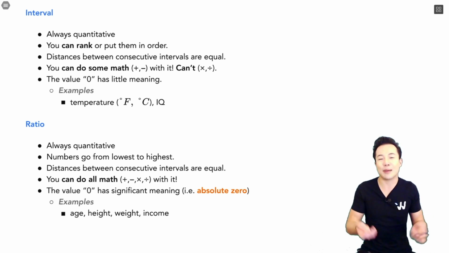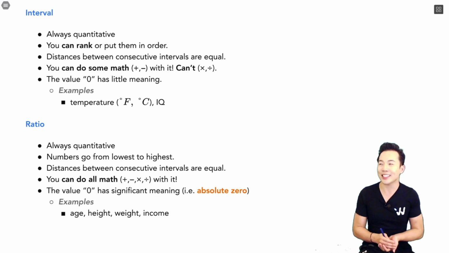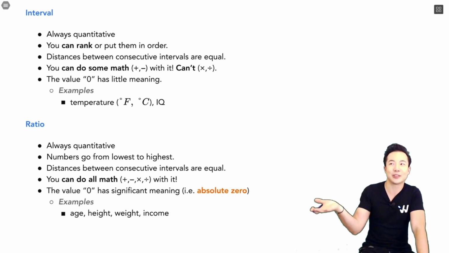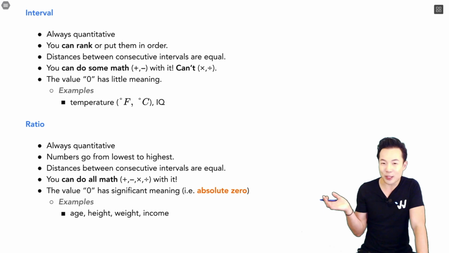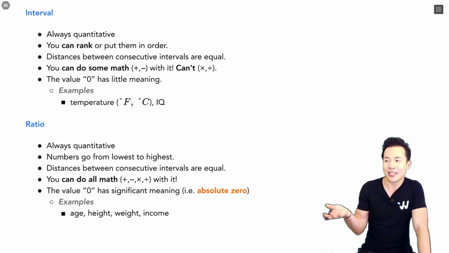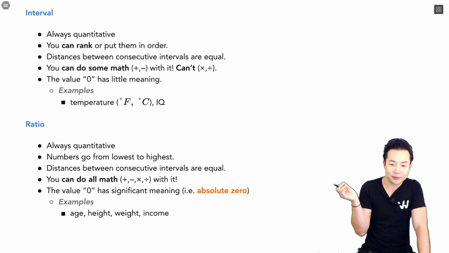Some examples, the classic example would be temperature. And one more important thing is that the value 0 has little meaning. If I say there's 0 degrees Fahrenheit right now, it doesn't mean there's no temperature outside. There's still a temperature. It's very cold, but there's still temperature. You should understand the metric system, 0 degrees Celsius means it's a freezing point, but -5 degrees Celsius still makes sense. So with interval data, 0 has little meaning.